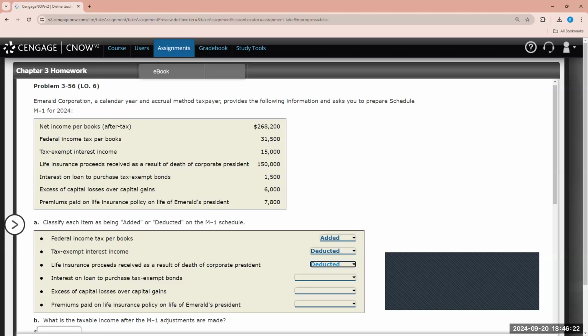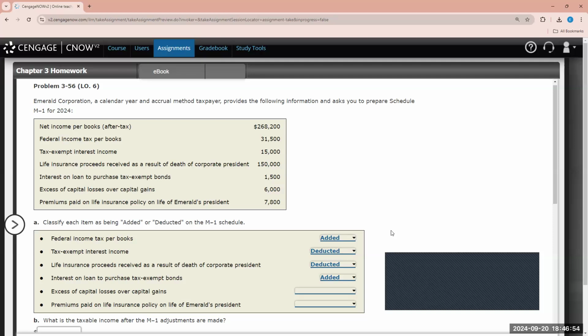So, therefore, interest on loans to purchase tax exempt bonds would be added back because it is not allowed as a deduction for tax purposes. Next, we have excess of capital losses over capital gains. These would essentially be added back as well. The excess of capital losses over capital gains is allowed to be deducted for financial accounting purposes, but it's not deductible by the corporation for income tax purposes. So therefore, it's going to be added back to book income.